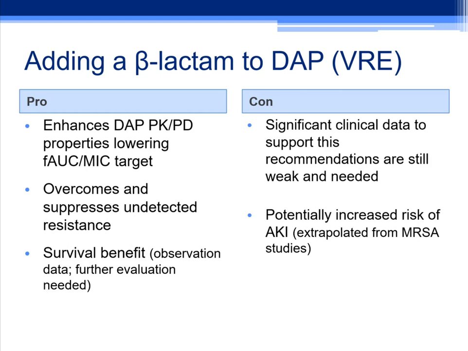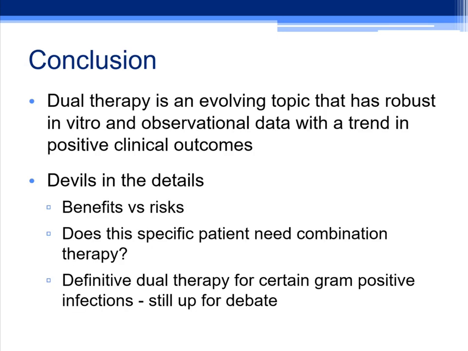And then for the cons, there is a lack of significant clinical data to support this. You still have some weak recommendations. And there is some potential evidence of increased risk of AKI, really extrapolated from the MRSA studies. So in conclusion, dual therapy is obviously going to continue to be an evolving topic. It has robust in vitro data and observational data with a trend in positive clinical data. But really the devil's in the details, I think personally, when you decide when to move forward with combination therapy. And with that, I will take any questions.